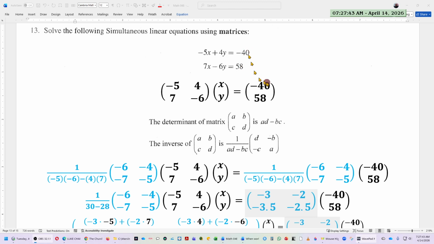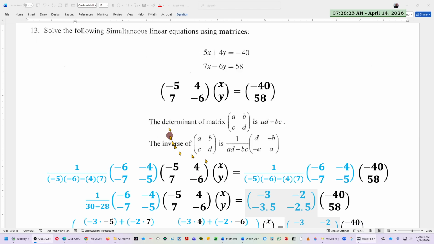And then we create a column matrix right here. We need the inverse, and the way the inverse is found is we need the determinant. So if we label our matrix A, B, C, D, then it's AD minus BC, and notice that goes in the denominator. So this is the reciprocal of the determinant. We switch the minus 5 with the minus 6, and we make the 7 and 4 negative. So the lead diagonal will switch. The following diagonal will become negative.